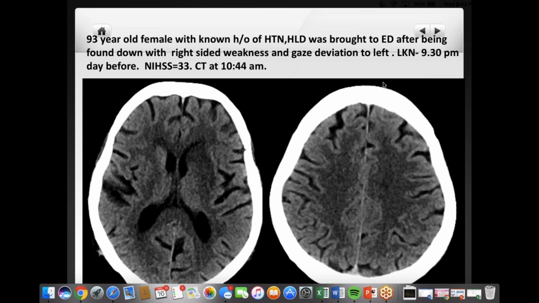So this patient, typical history, presented with right-sided weakness and gaze deviation to the left, with the last known normal at 9:30 p.m. of the day before. A very, very high stroke scale, and the CT not done until 10:44 a.m. So clearly a patient with probably at least 12 hours of stroke symptom onset in a very old patient. So in this case, of course, as an interventionalist, you need to be a little worried. You don't want to go overly aggressive on a case like this because you don't want to make these patients bleed.